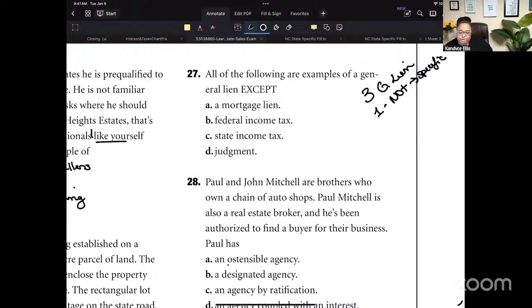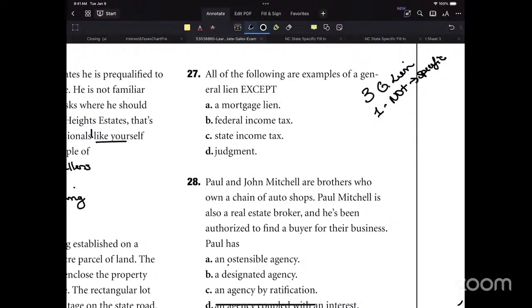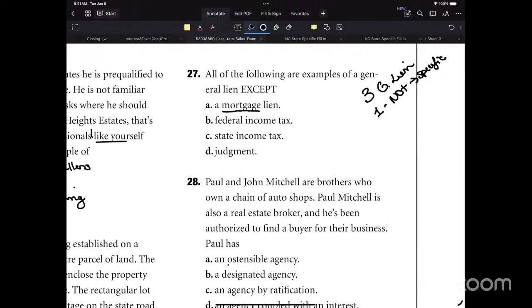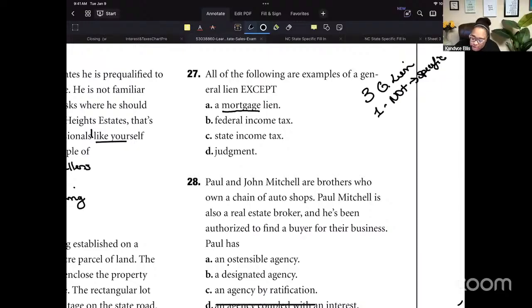So a mortgage lien. I think a mortgage lien is special. It's not general, it's specific, because we know it is specific to one property. So we know this is a specific lien, but we like to go through and double check.